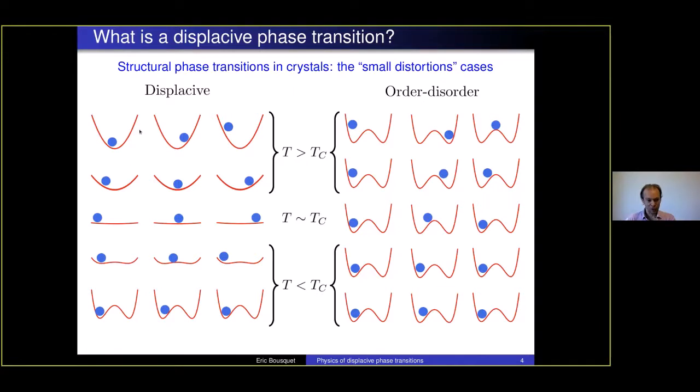And on the displacive type, we can see that at a temperature higher than the critical temperature, where the phase transition takes place, each atom is going to fill a single well of energy. And with thermal vibration and so on, the atoms will oscillate within this well, from side to side. And on average, statistically, the mean position will be in the middle of the well.